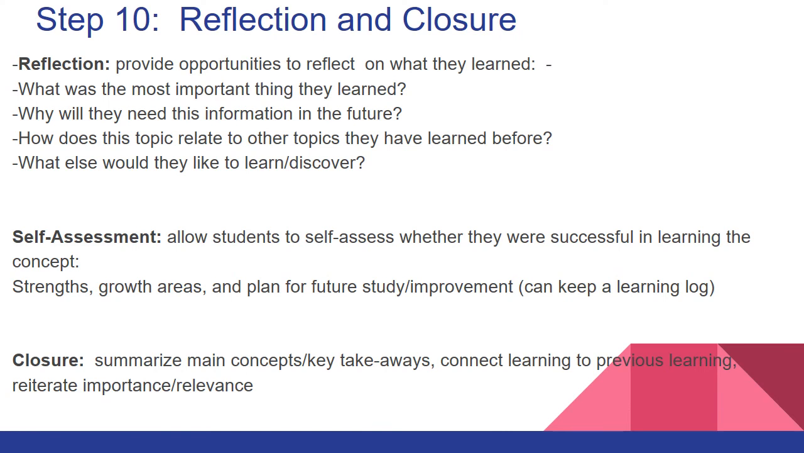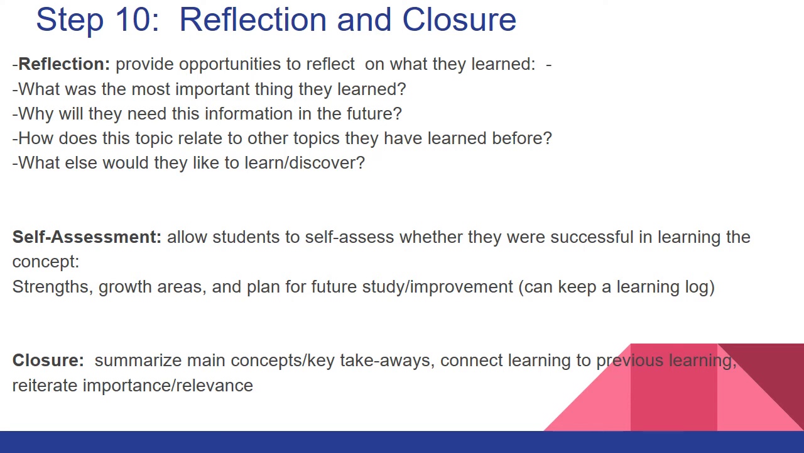At the end of the lesson, after the student has practiced with the teacher, with their peers, and on their own, students will then engage in reflection and closure. So in the reflection stage, students consider their learning. They think about what were the most important things they learned. How could they connect this learning to their future goals or their future tasks? How could this learning relate to things they've seen before in other classes or in other subject areas? And what other goals or interests do students want to learn about related to the topic? What else could they discover?